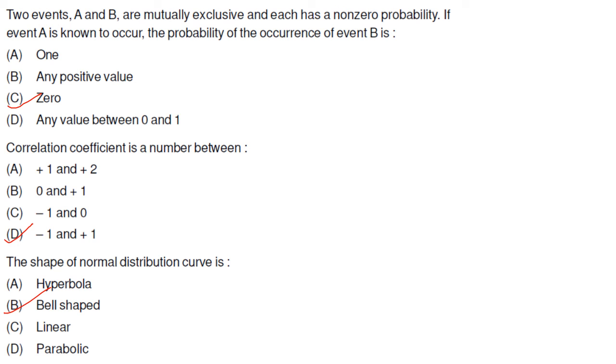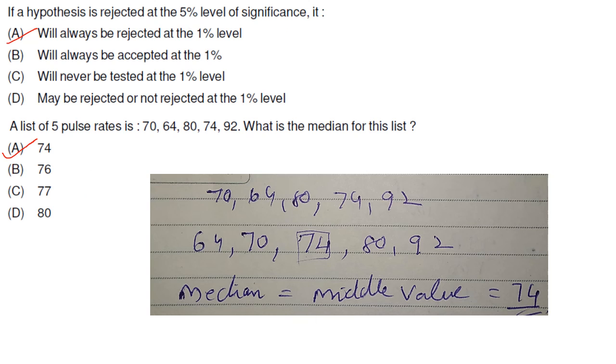Then two events A and B are mutually exclusive and each has a non-zero probability. If event A is known to occur, the probability of the occurrence of event B is 0. Answer is option C. Then correlation coefficient is a number between -1 and +1. The shape of normal distribution curve is bell-shaped. If hypothesis is rejected at 5% level of significance, it will always be rejected at 1% level of significance also.